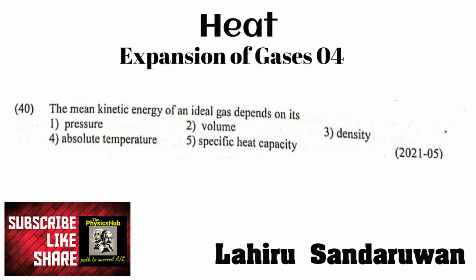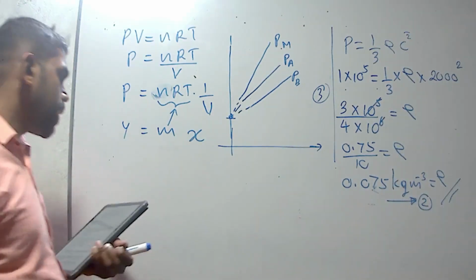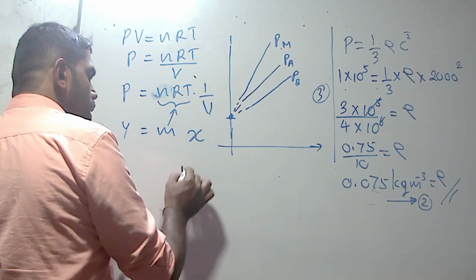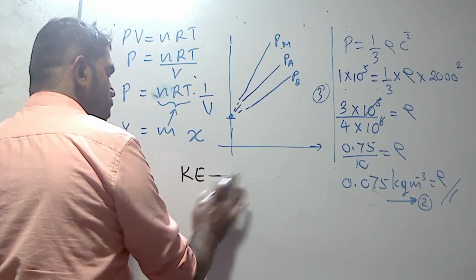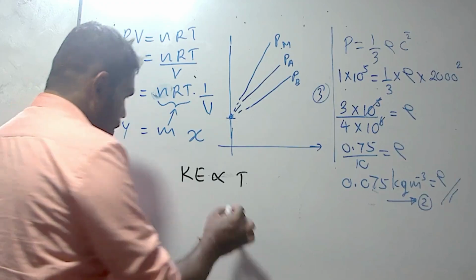Number 10. The mean kinetic energy of an ideal gas depends on its absolute temperature. We know that kinetic energy depends on absolute temperature. It is directly proportional to absolute temperature. Then the answer is 4 for the question.